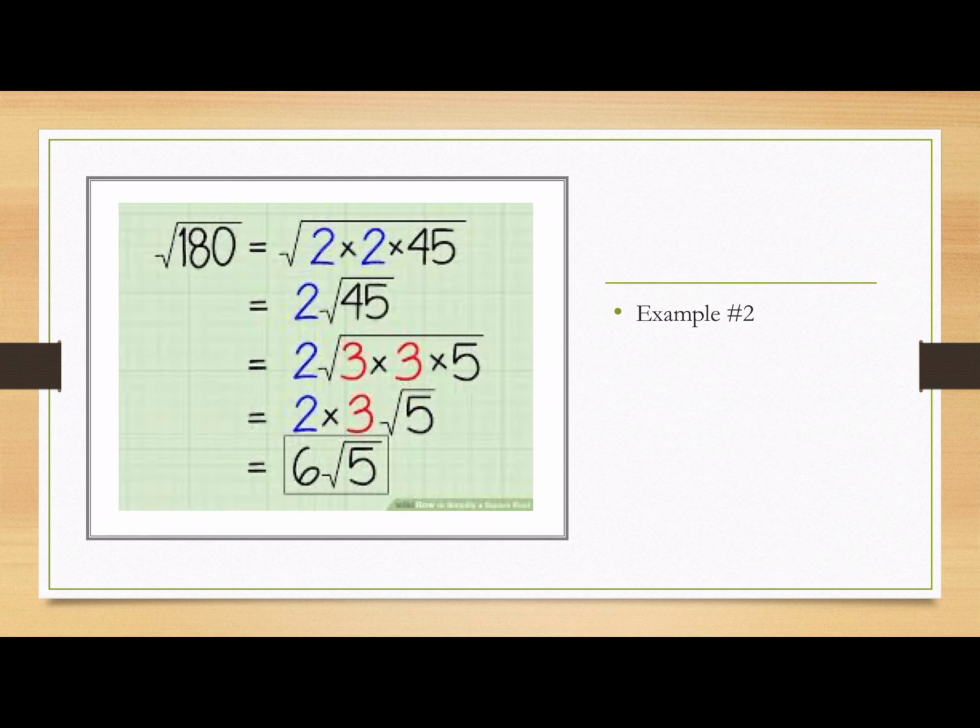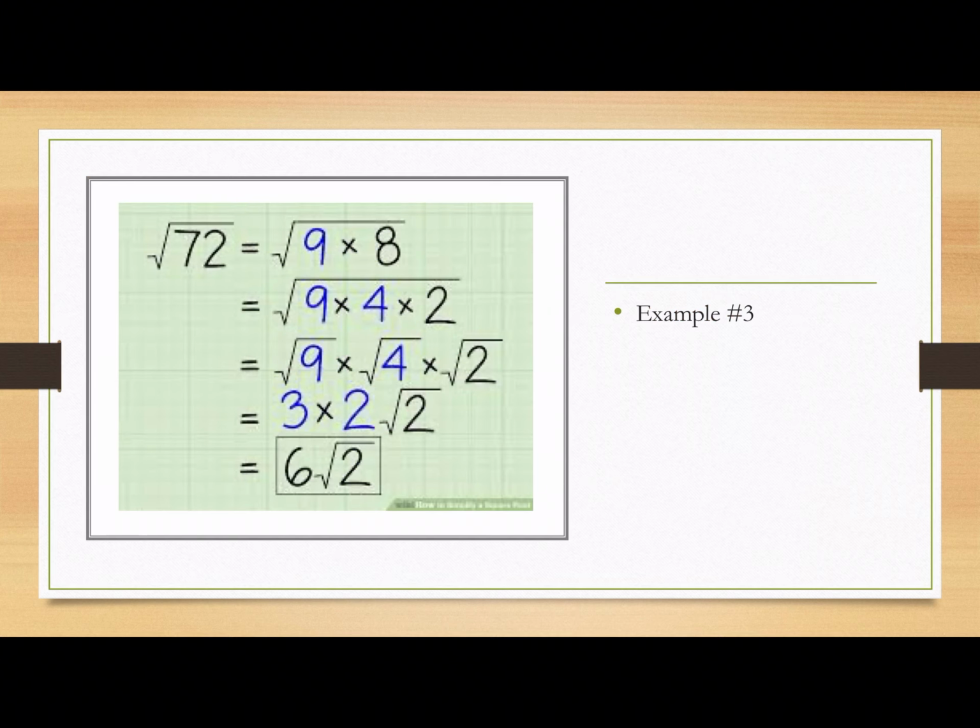Example number 2. The square root of 180 can be factored out to the square root of 2 times 2, or 4, times 45. We can simplify that down to 2 times the square root of 45. Simplify that to 2 times the square root of 9 times 5, where 9 is the perfect square, and its root is 3, so it would be 3 times 3 times 5. Factor that out, it would be 2 times 3 times the square root of 5. That would be 6 square root of 5.